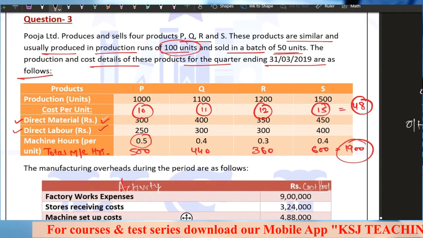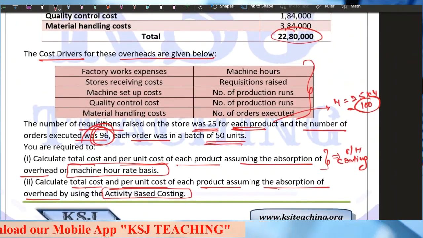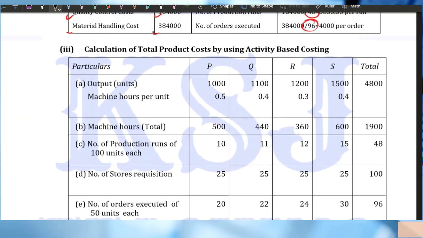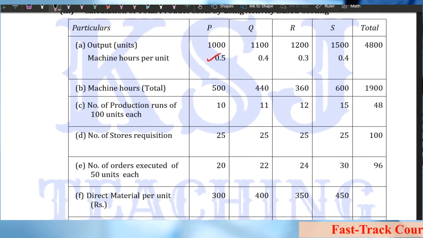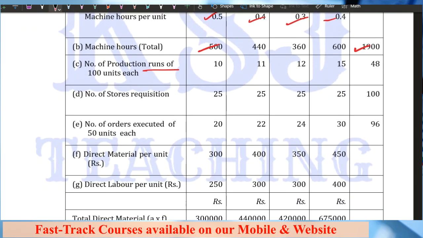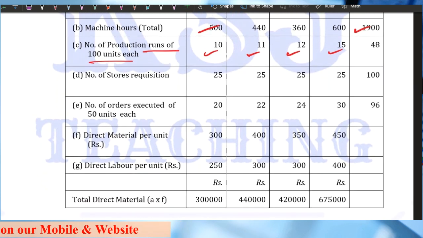Number of orders executed is given to you in the question, sir. 96 orders were executed. Now the cost is to be divided. Output is given. Total machine hours we have already calculated, 1900. Number of production runs of 100 units, 10, 11, 12, 15, calculated. Number of store requisitions given, 25 for each product.